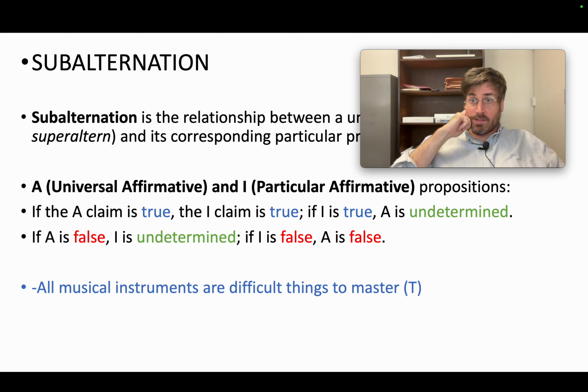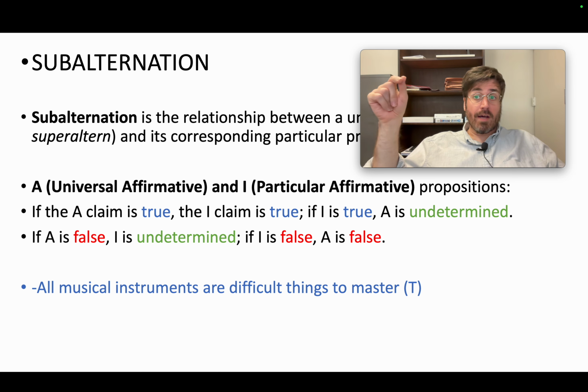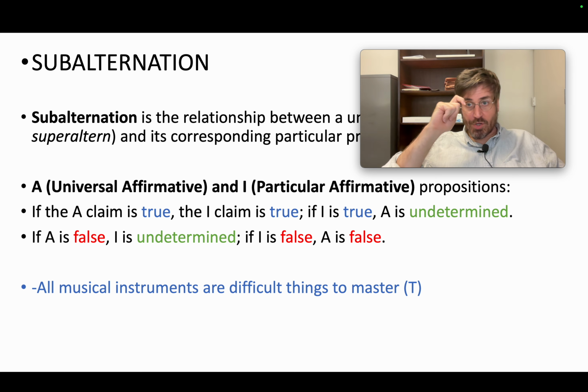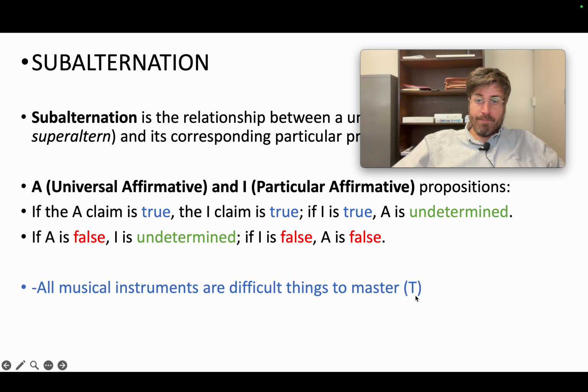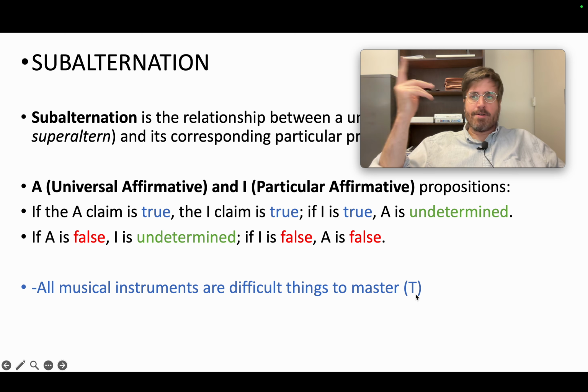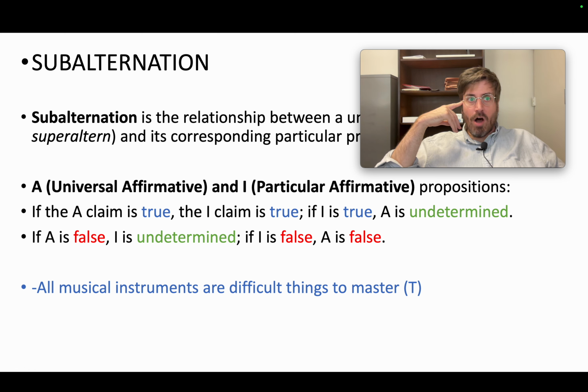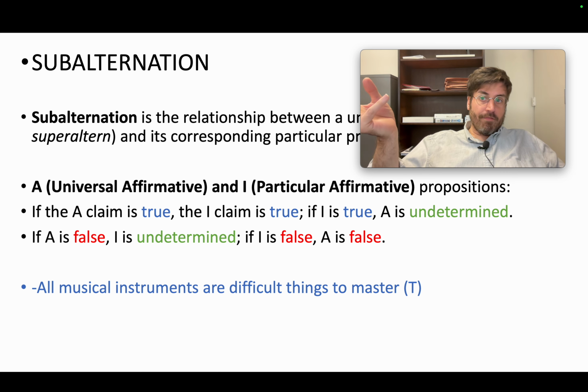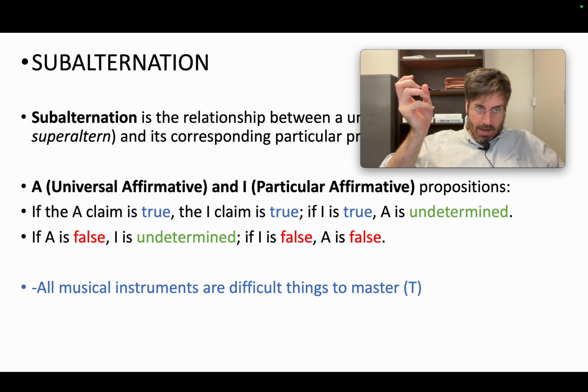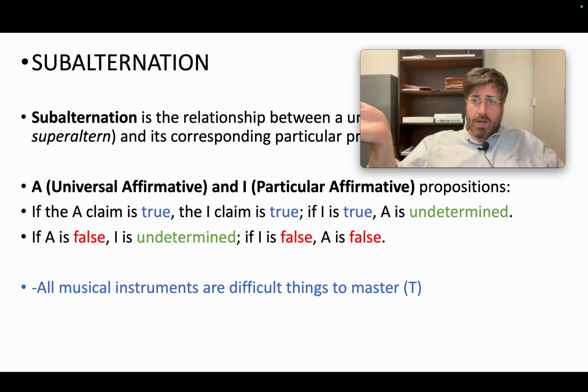If we start with a sentence like this, a proposition, all musical instruments are difficult things to master, think about what category of proposition this is. This is a universal affirmative, right? This is an A proposition. And if we're given the value that it's true, try to think about, based on the law of subalternation, what the value of the corresponding subaltern would be. First of all, what category of proposition does the subaltern have to be on the square of opposition?